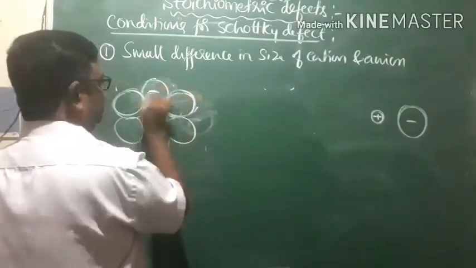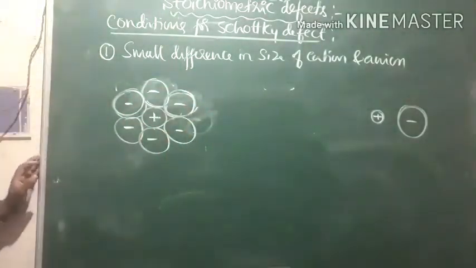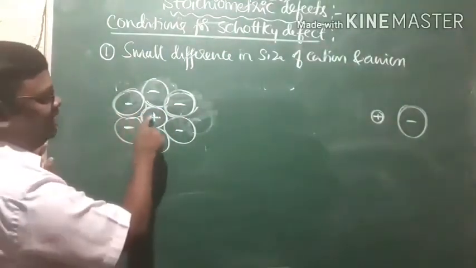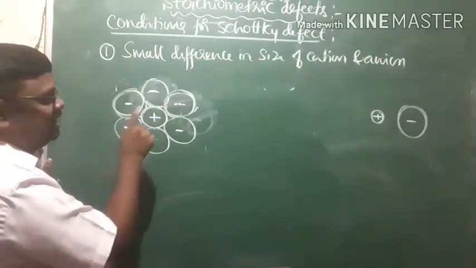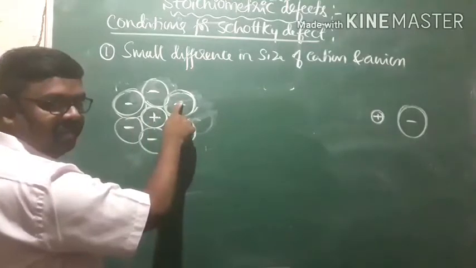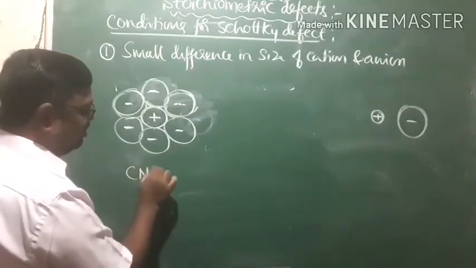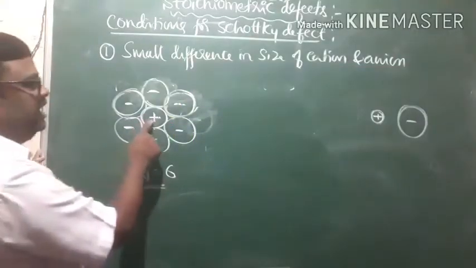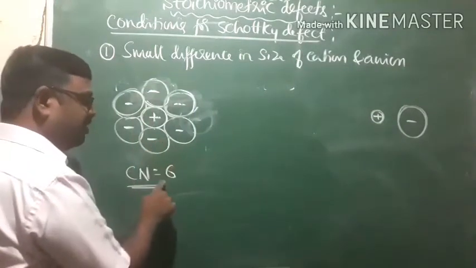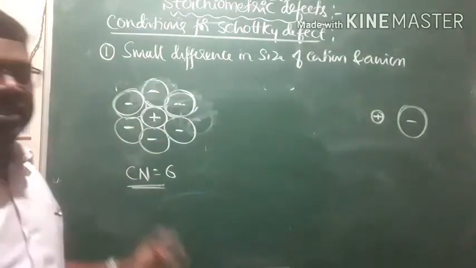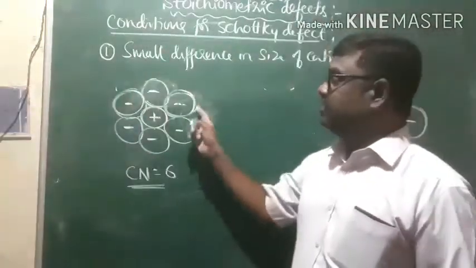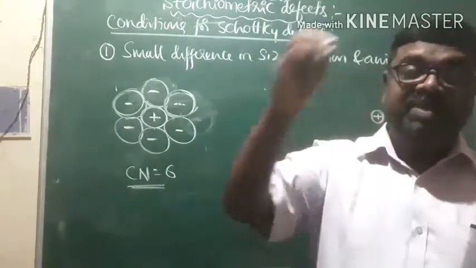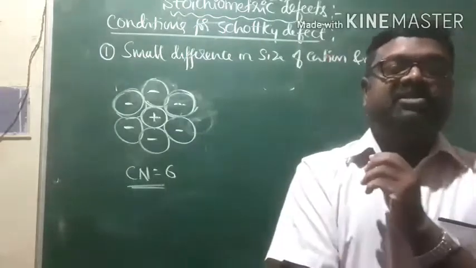In an ionic crystal, just observe, cations are surrounded by anions. Here there is a small difference in the size of the cation and anion, and the cation is surrounded by 6 anions. Therefore, its coordination number is 6. So, coordination number is the number of oppositely charged ions around a given ion, that is, the number of immediate neighbors around a given particle.